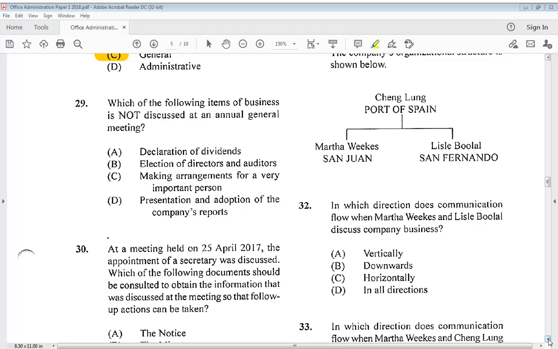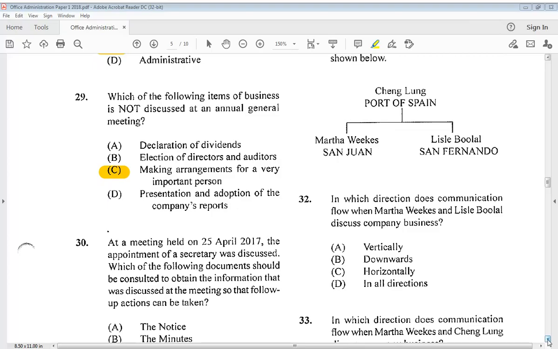We know that it says which is not discussed. So I am sorry. So we know that election of directors and auditors are discussed. A says declaration of dividends, that is discussed at an annual meeting. C says making arrangements for a very important person. Now that is not discussed at an annual general meeting. So 29 would be C. But let's look at D. D says presentation and adoption of the company's reports. That is discussed at an annual general meeting. So C would be our answer.